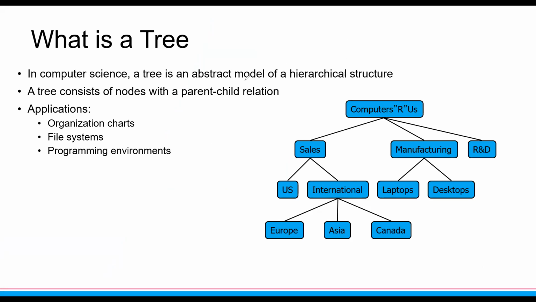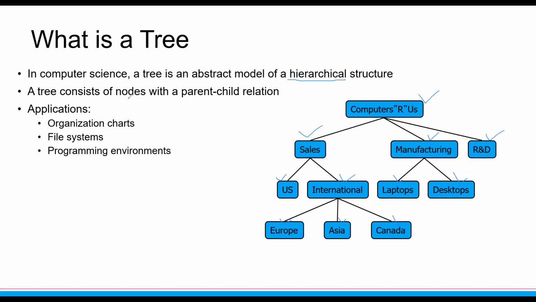So we have the hierarchy. Okay, so this is the key idea. For example, we have a company. The company name is Computer RS. Then they have the sales department, the manufacturing department, and the R&D department. Let's suppose the sales department has the US region and the international region, and for the international region we have Europe, Asia and Canada. Then manufacturing has a division for laptops and a division for desktops, for example.